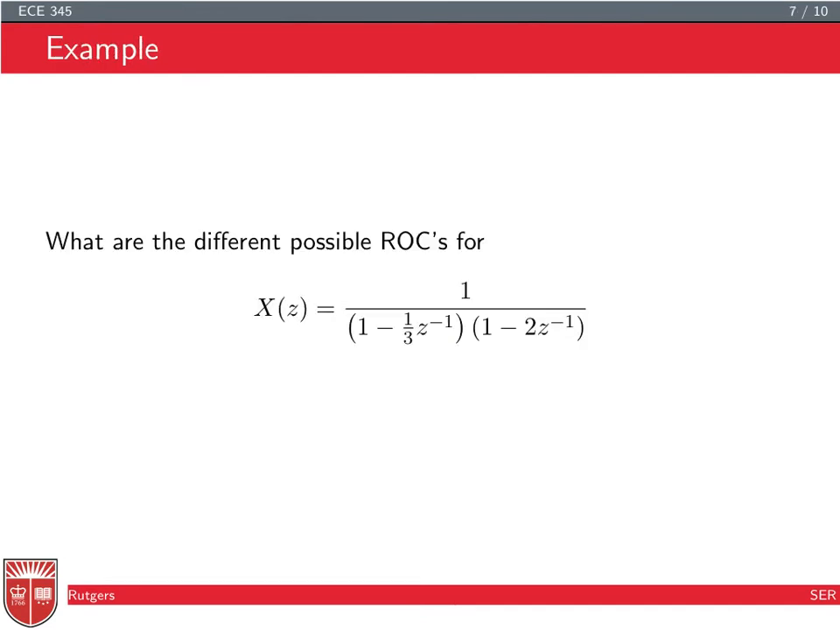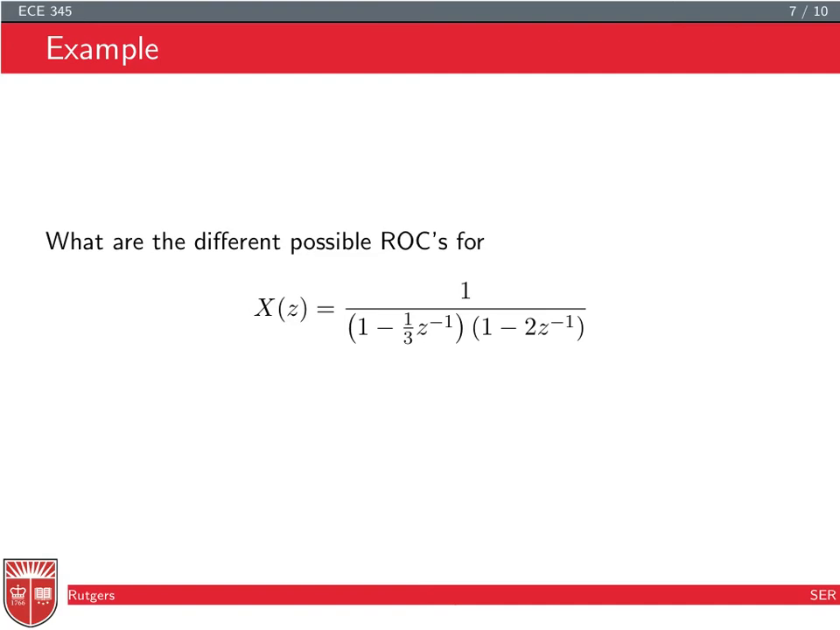Let us do one more example before we conclude this lecture. The question is the following: what are the different possible ROCs for this X(z)? Here, instead of telling you that the signal is right-sided, left-sided, or two-sided, I want you to analyze the different possibilities. What could the ROC be?